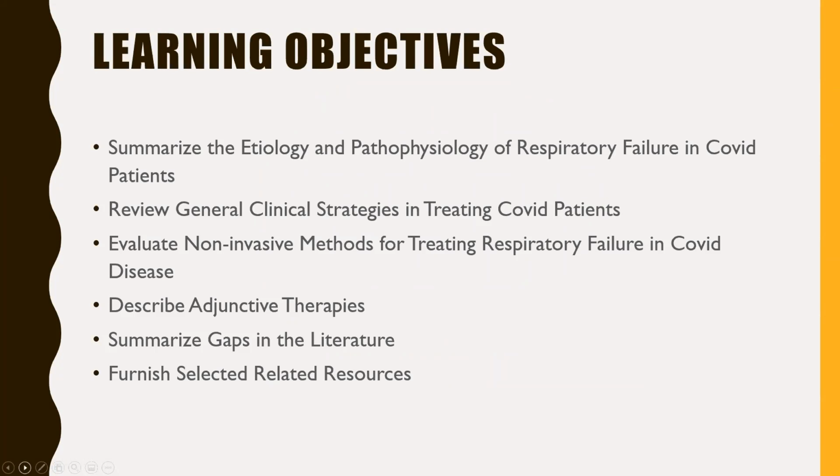They include summarizing the etiology. Etiology is kind of the root cause. The pathophysiology, so once someone is actually inoculated or infected, what happens at the tissue and cellular level. So looking at the etiology and pathophysiology of respiratory failure in COVID patients.